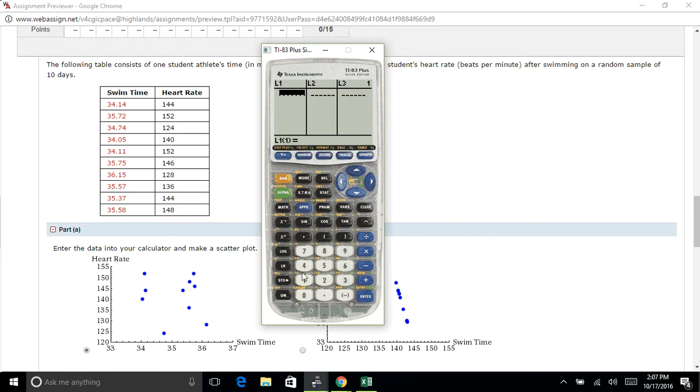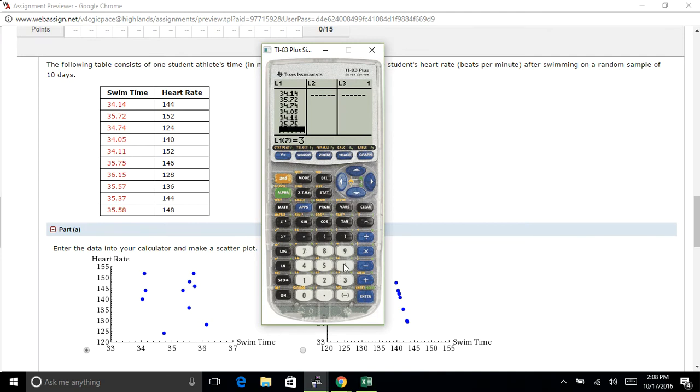I said my X is my swim times: 34.14, 35.72, 34.74, 34.05, 34.11. Oops, I didn't take the dot. I'm just going to quickly put all my stuff in so that it correlates. You can do the same.